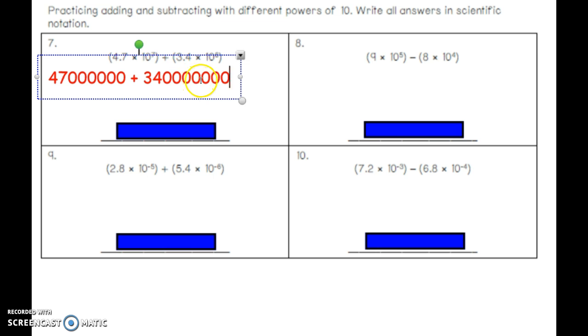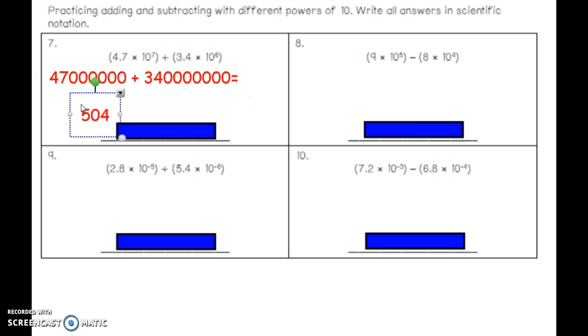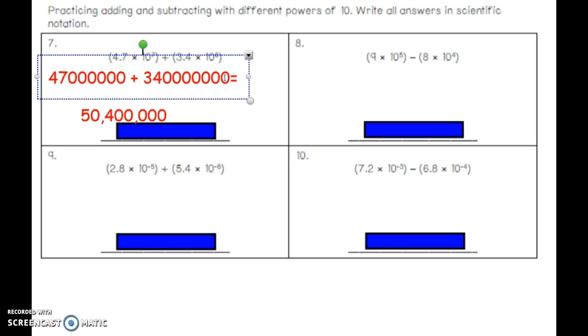And if we have all of our digits in place and you combine, we can come up with 50,400,000. You know that it's helpful to have commas in between every 3 place values, so that way you kind of keep track of what you have and if you have the right number of zeros.